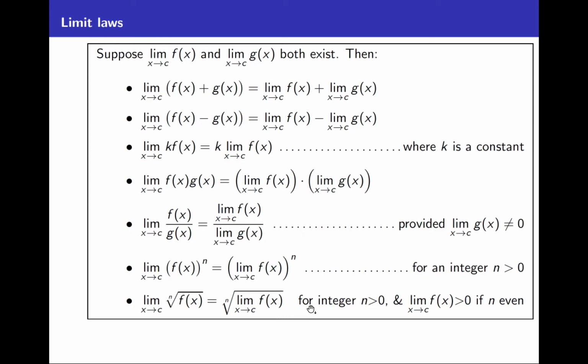Now watch out, this is defined for integers n greater than 0, just as we had up here. But also, the limit as x approaches c of f of x has to be greater than 0 if n is even. It has to be positive. And the reason for that is if n is even, you can't take the nth root of a negative number. So what's inside here, this limit, has to be positive for this limit law to work.